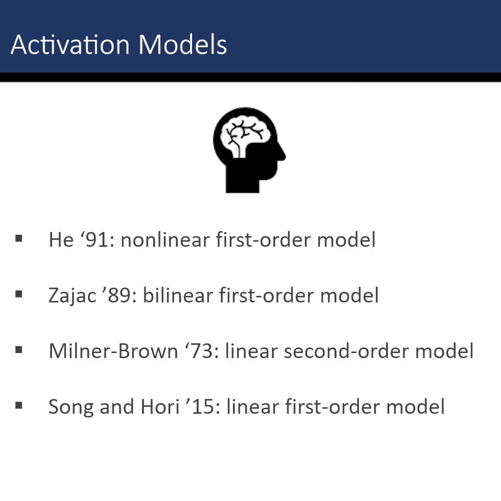So, to sum it up, now we know 4 existing neuromusculoskeletal models of muscle activation requiring neural input from the nervous system. E91, a nonlinear first-order model, Zajac 89, a bilinear first-order model, Milner-Brown 73, a linear second-order model, and Song and Horry 2015, a linear first-order model.